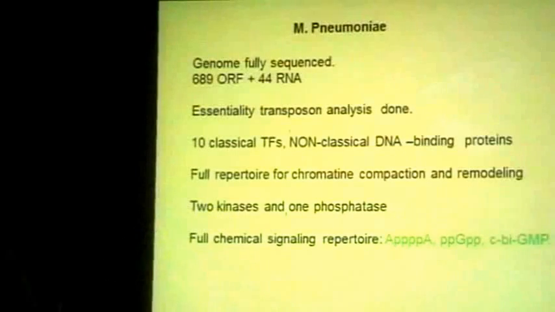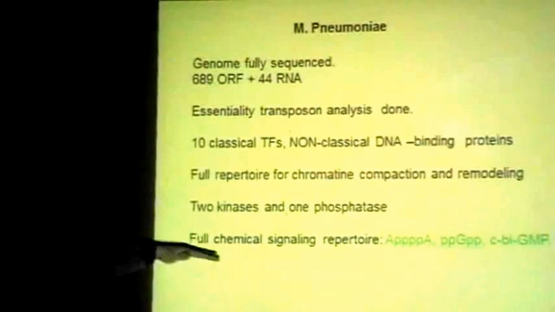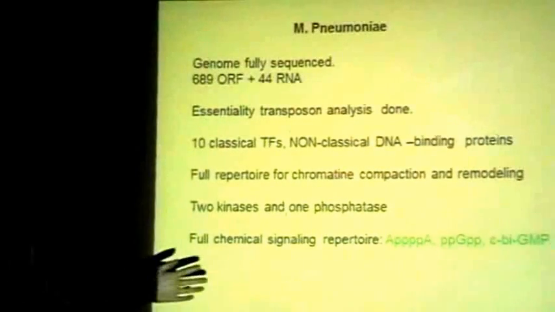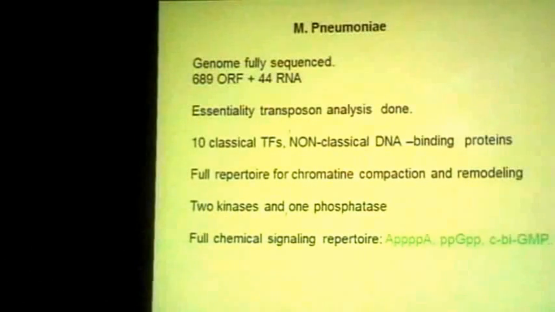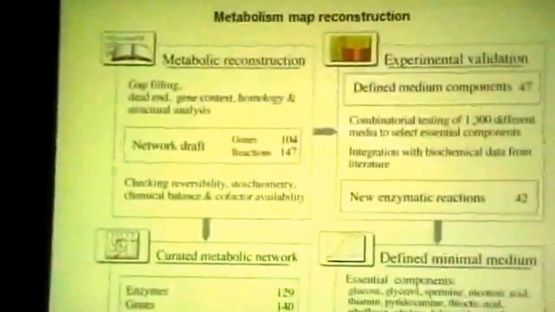So we start to reconstruct the metabolic network, and first we want to define a minimal media. We go through 1,300 different media to define which components are essential and which are not, so as to exclude contamination from the media. And in the end, they want to get this curated metabolic model.